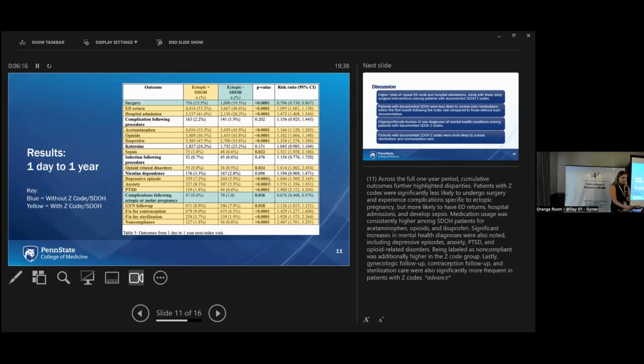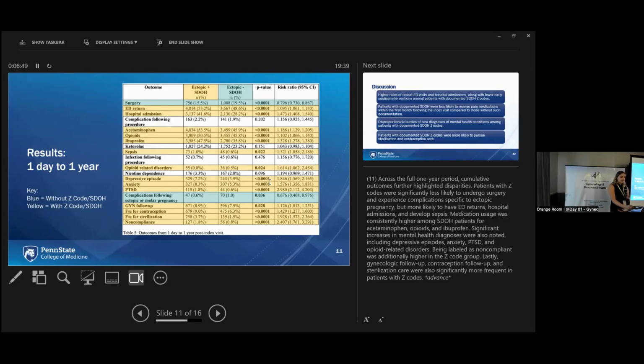Across the full 1 year period, cumulative outcomes further highlighted disparities. Patients with Z codes were significantly less likely to undergo surgery and experience complications specific to ectopic pregnancy, but more likely to have ED returns, hospital admissions, and develop sepsis. Medication usage was consistently higher among SDOH patients for acetaminophen, opioids, and ibuprofen. Significant increases in mental health diagnoses were also noted, including depressive episodes, anxiety, PTSD, and opioid-related disorders.